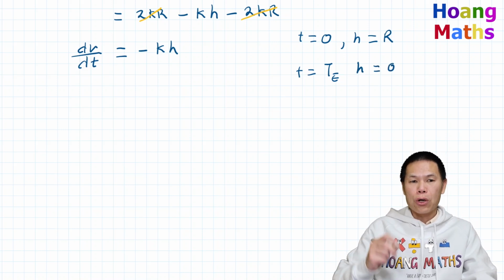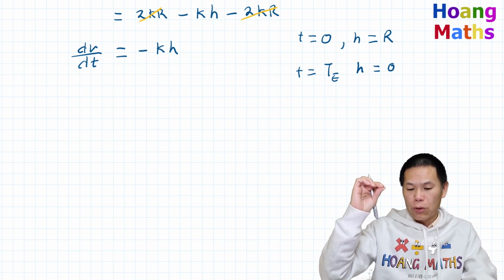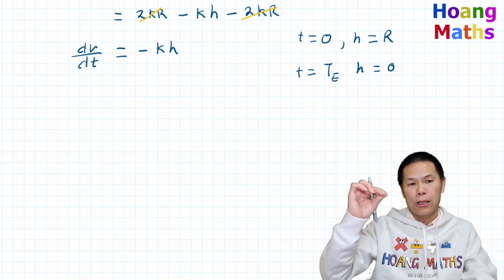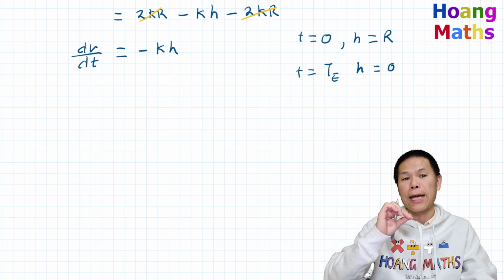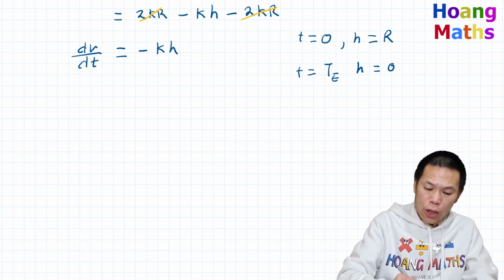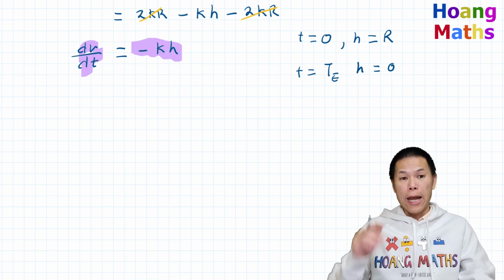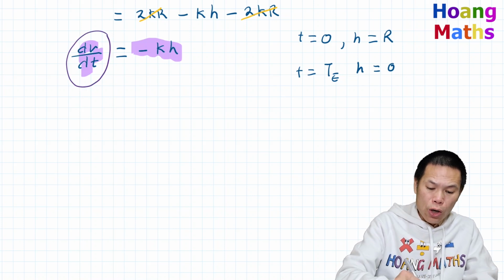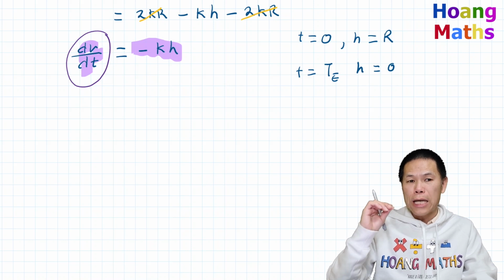Don't forget, h is initially full, so h is R, when time starts at that instant. Then when t is equal to TE, h is 0. That's when the tank is empty. Therefore, the rate of change dV/dt is negative kh, and h is the variable, so we need to use the chain rule to find dV/dt in terms of dh/dt.